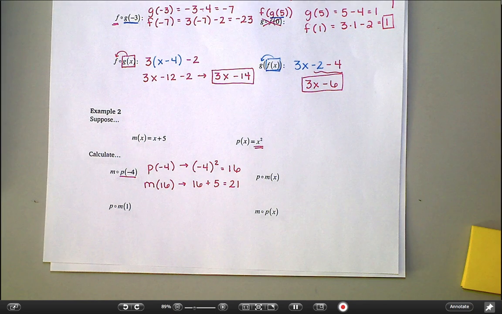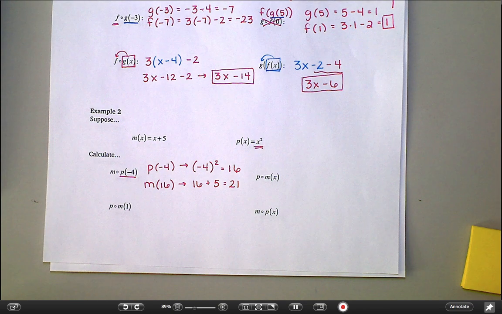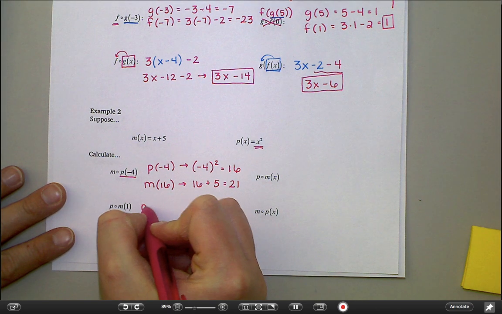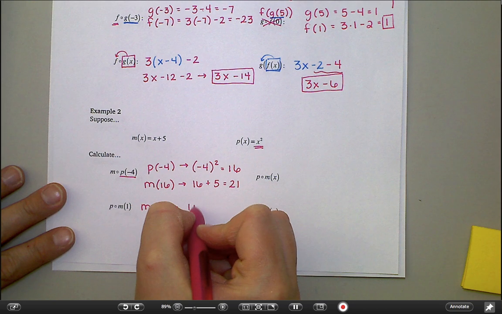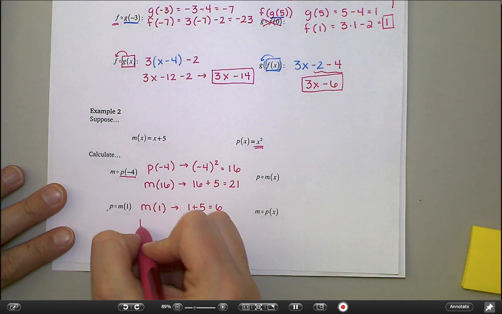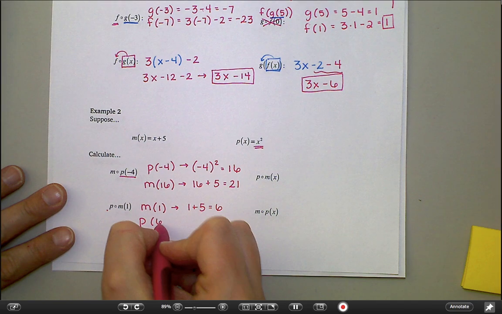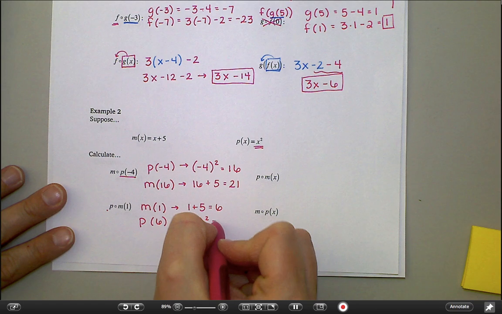Okay. Go ahead and try the next one. p of m of 1. Pause the video if you have to. Start with m of 1. That would be 1 plus 5, which is 6. And then apply the p function. So now I'm going to do p of 6. That would lead me to 6 squared, which is 36.